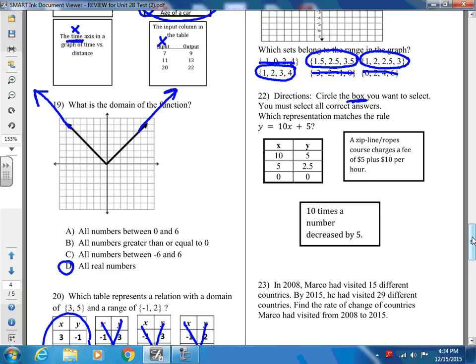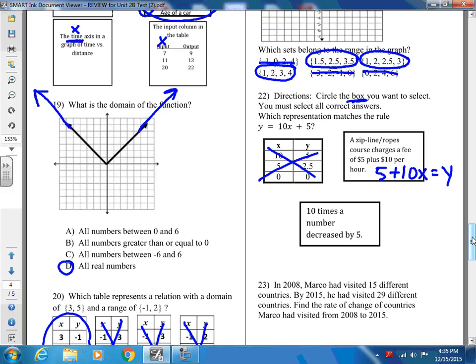If I put 10 in the X spot, 10 times 10 is 100. 100 plus 5 is not 5. That rules the table out right away. Okay, then if we go to the next line, a zip line ropes course charges a fee of $5 plus $10 per hour. We don't know how many hours there are. So we have to pay the $5 plus $10 per hour, and that's going to equal our cost.